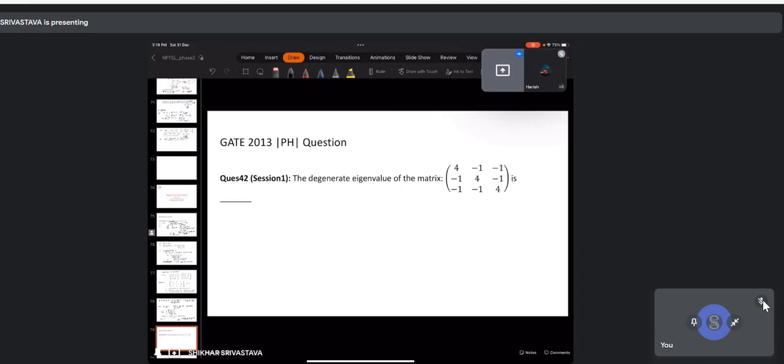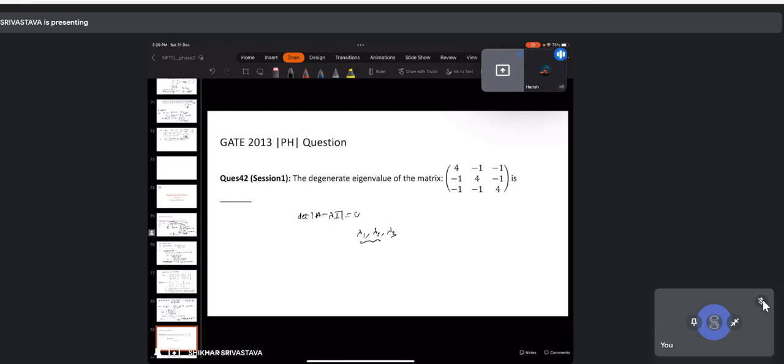Now the next question is the 2013 GATE question number 42. It is an NAT type question, so you have to solve and provide the answer in the form of a number. The question is about the degenerate eigenvalue of the matrix. It is simple: you can just solve the determinant of A minus lambda I equals 0. It is a 3 cross 3 matrix, so you will find three eigenvalues, suppose lambda 1, lambda 2, and lambda 3.